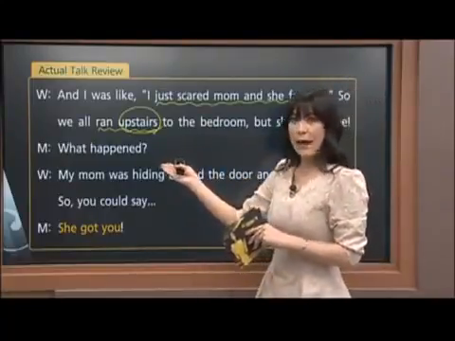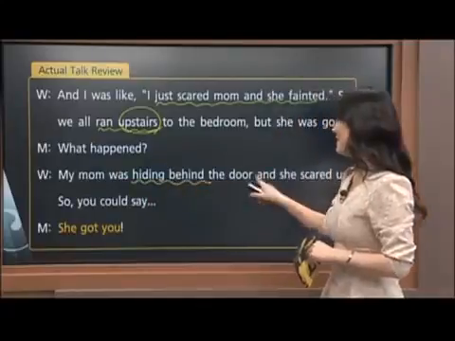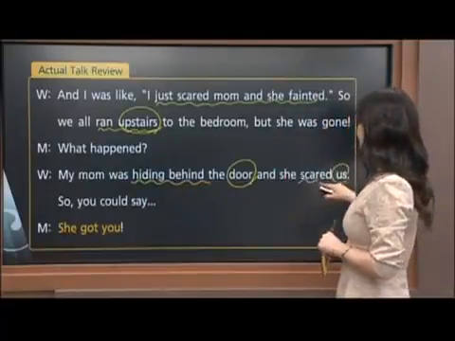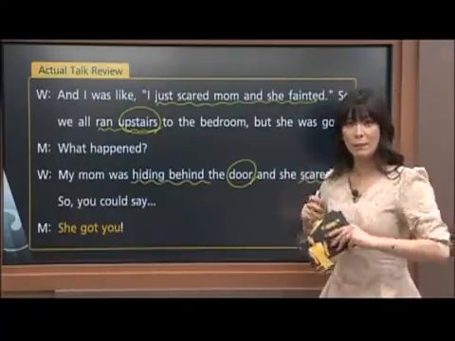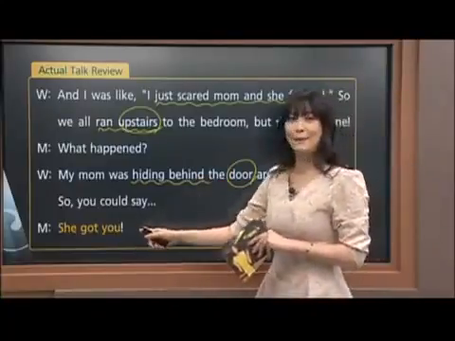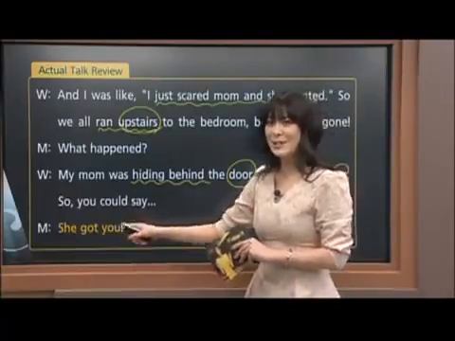And then of course Peter asks, so what happened? Now Rachel says, my mom was hiding behind the door, okay? And she says, she scared us. So in other words, her mother was hiding. This time she went boo and scared everyone else. And then he finishes what she was going to say by saying, she got you. Now what does this mean?